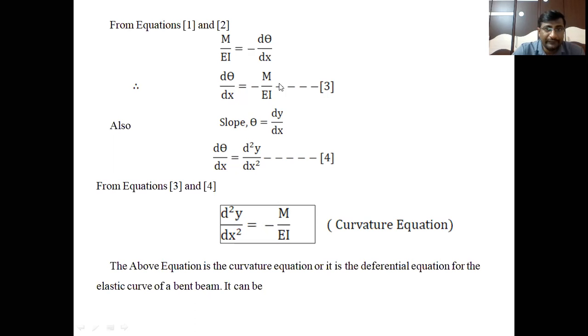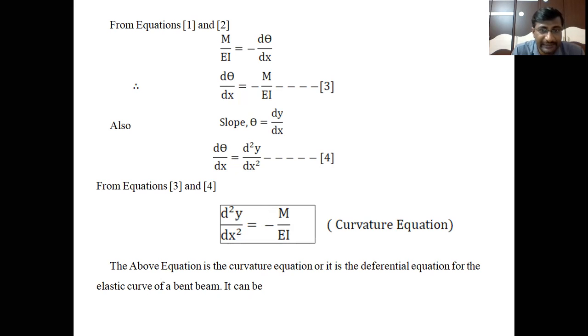Now, from equations 3 and 4, the left-hand sides are equal: d theta by dx, d theta by dx. Therefore, we can equate the right-hand side parameters. By equating the right-hand sides from equations 3 and 4, d square y by dx square is equal to minus M by EI. This is called the curvature equation or differential equation of an elastic curve.